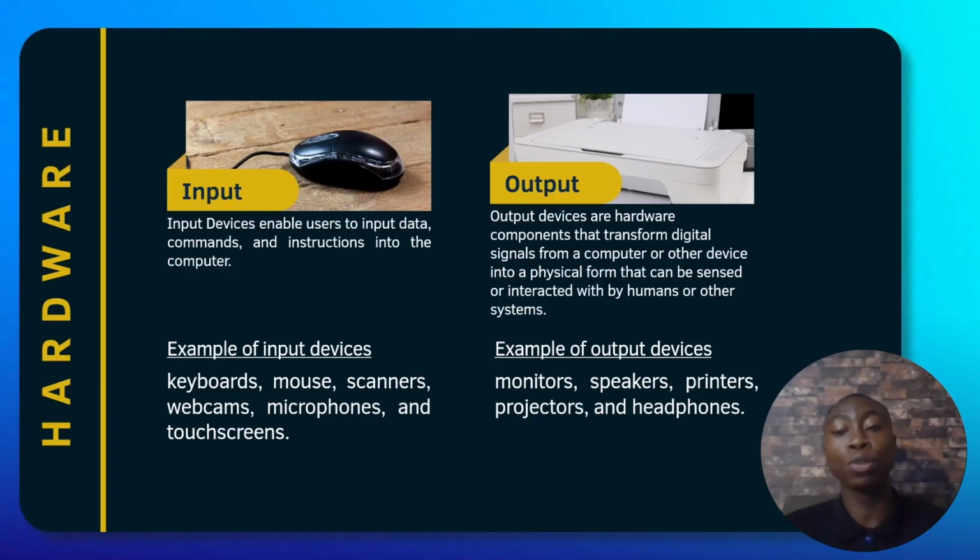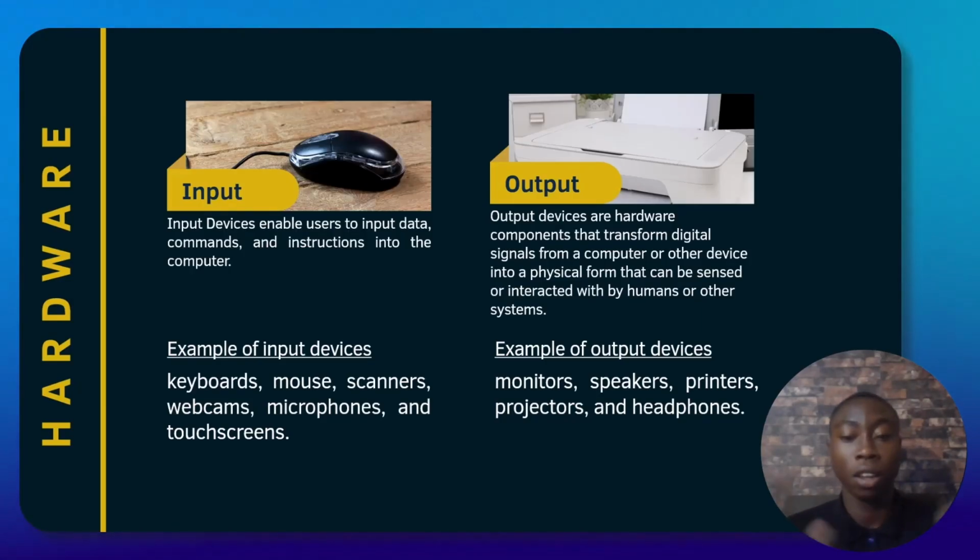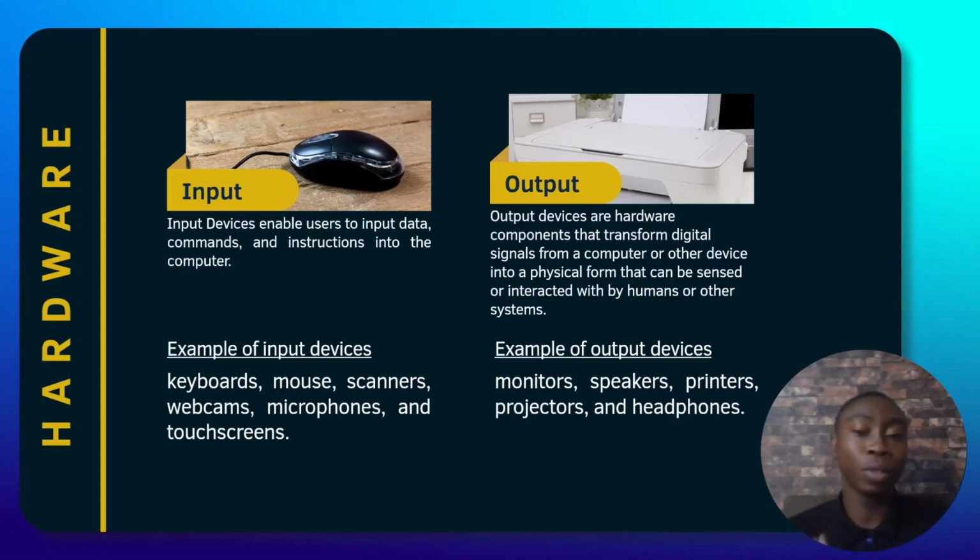The same thing goes with our printers. We use the printer to do what? Print out documents. So the printer takes information from the computer and prints this information out as a physical document. So basically, these are just examples of input and output devices.